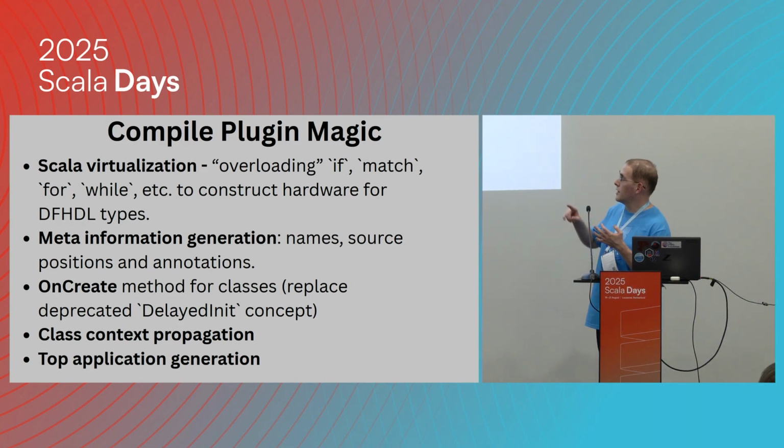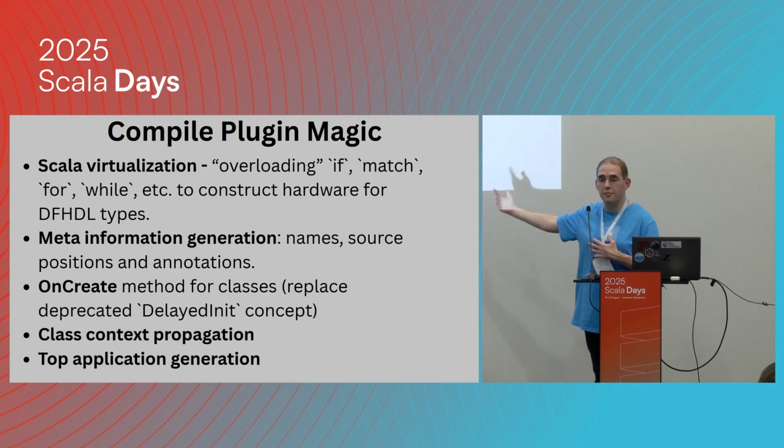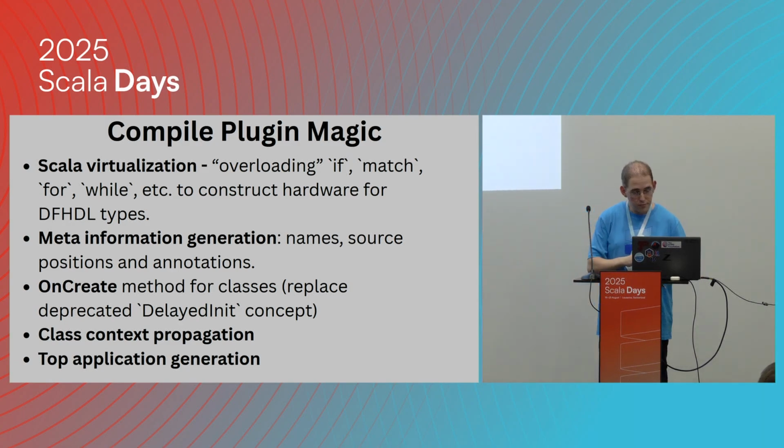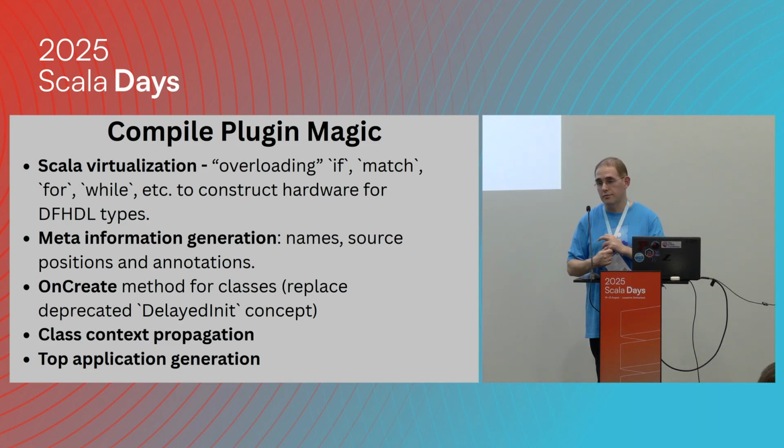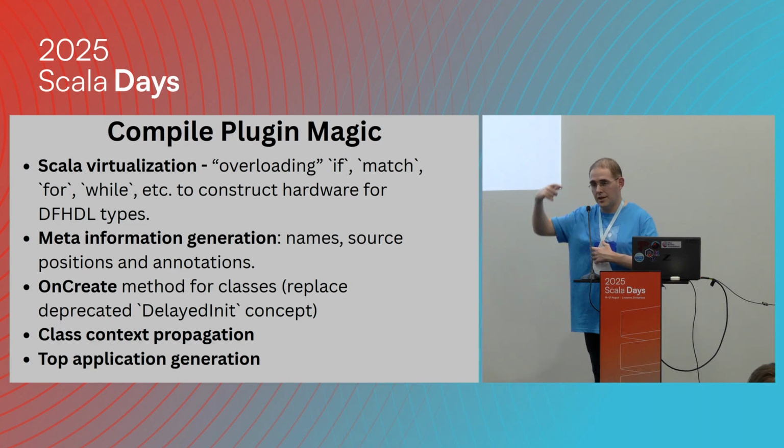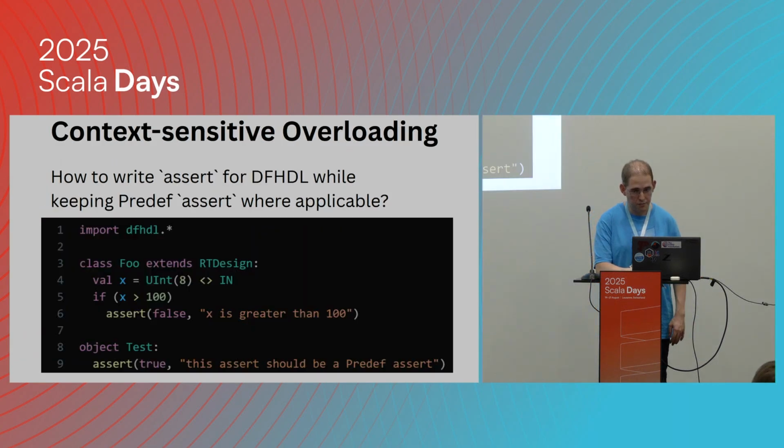And we also have meta information generation. So the name, the source positioning, and the annotations, everything is passed to the hardware design. Also, the onCreate. Scala 3 deprecated DelayedInit, and you need that to know when a design is finished constructing, so the onCreate option is also done with the compiler plugin. And also to have context propagation throughout classes without being implicit all the way, the compiler plugin helps. And we have top application generation, as you have seen so far.